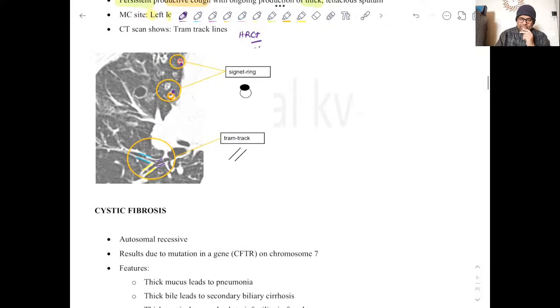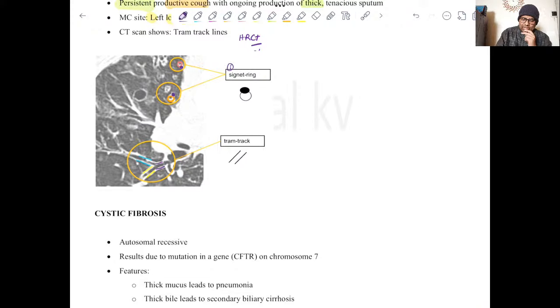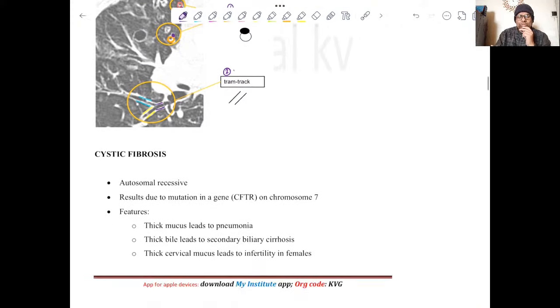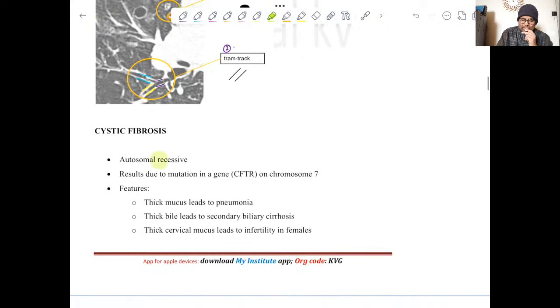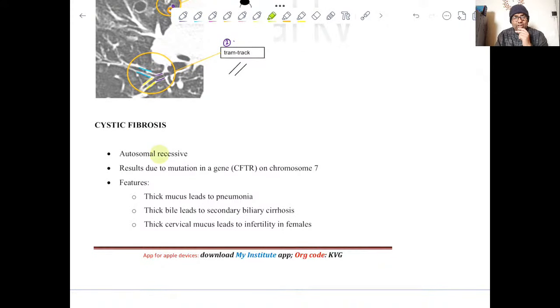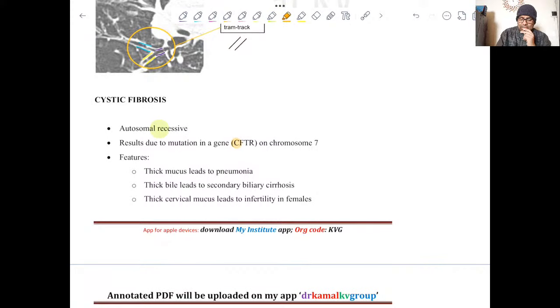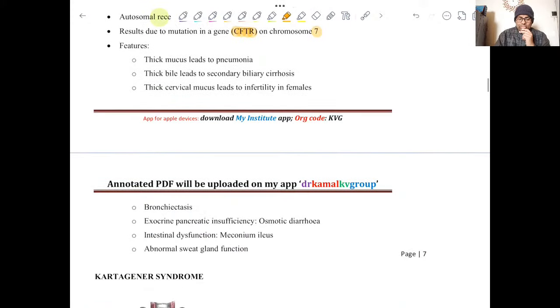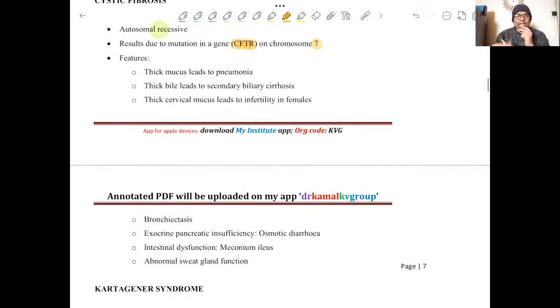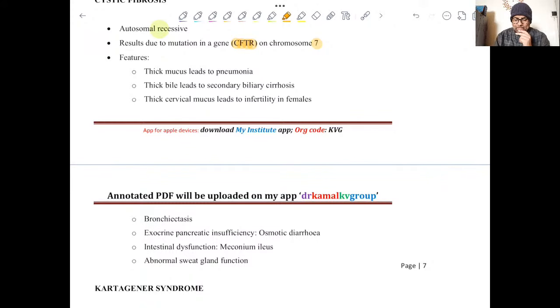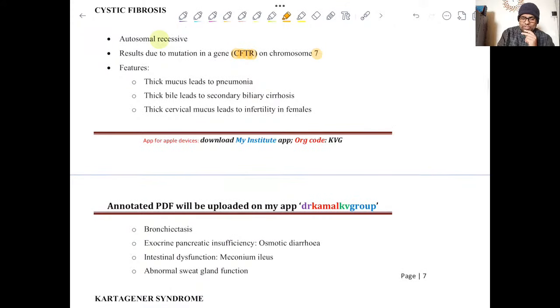So this is HRCT showing 2 important signs, signet ring and tram track. Then moving to cystic fibrosis, this is an AR condition. It means it will affect only homozygotes, not the heterozygotes, which will be carriers. There is a defect in the CFTR gene on chromosome 7. But what is more important clinically, and how you will diagnose a case as cystic fibrosis, is that all the secretions in the body become very thick. Clear? So all the secretions in the body become very thick, and therefore we have the clinical manifestations.